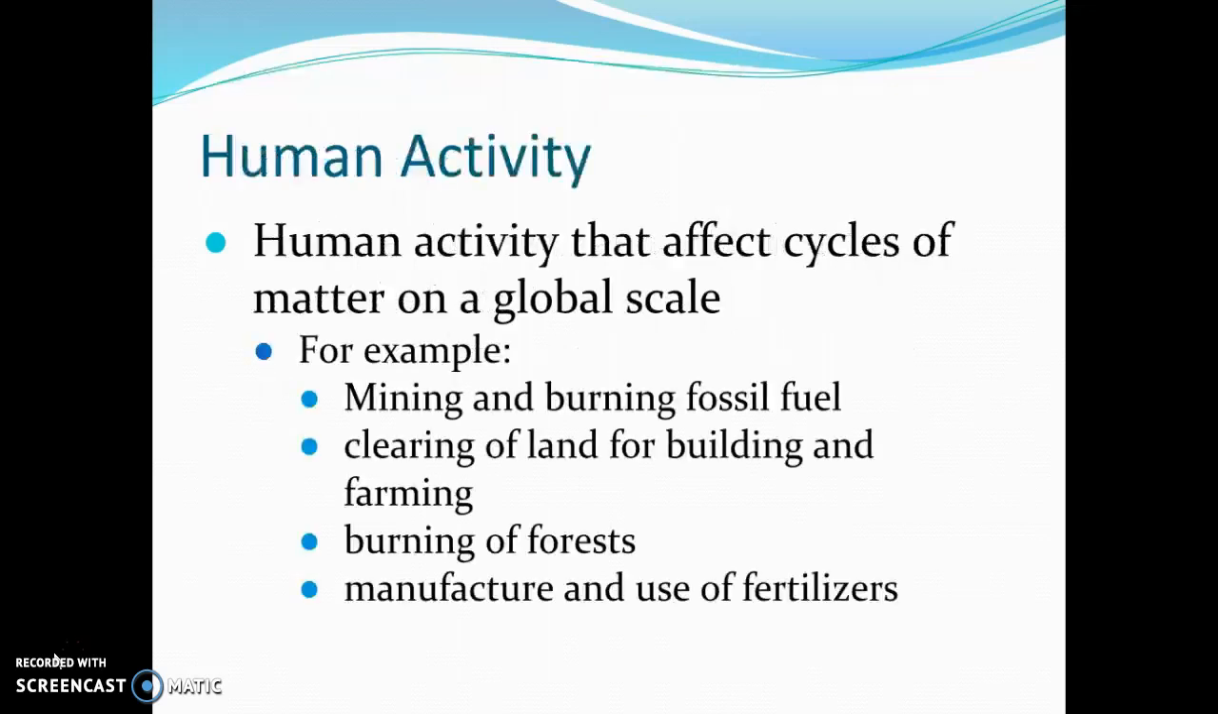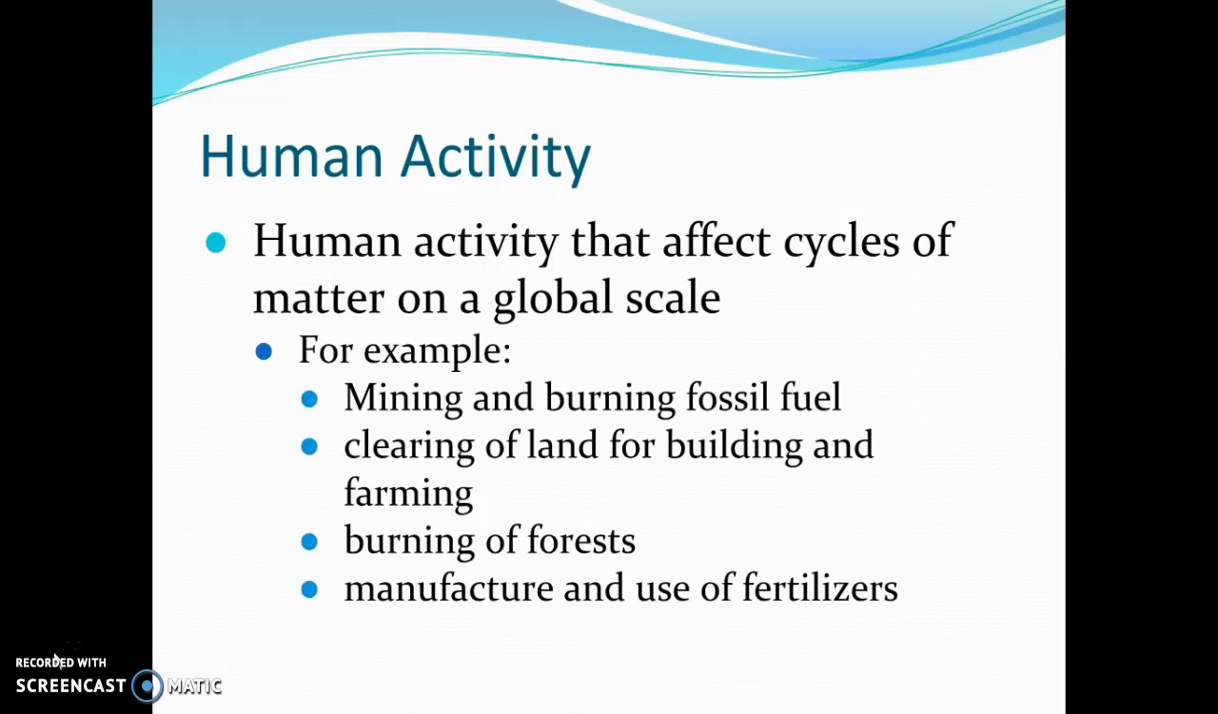The action of lightning would fall under the chemical process because that is a chemical reaction. We also have something called human activity, and this is any type of human activity that affects cycles of matter on a global scale. So for example, we have mining and burning fossil fuel, and clearing of land for building and farming, since that affects a lot of animals that have previously been in that location, having to move and find a different place to live or die out altogether.